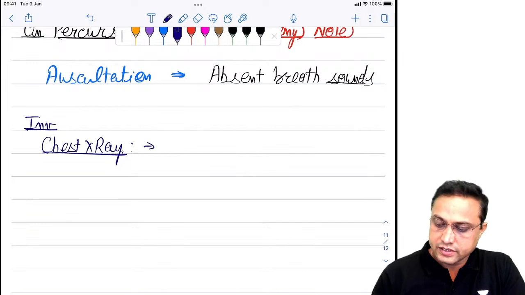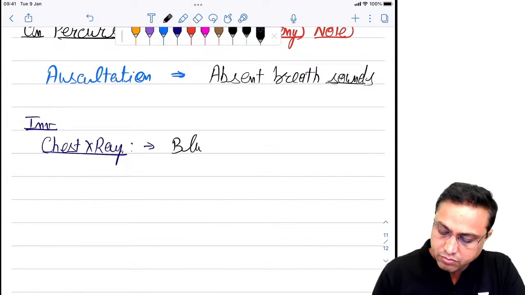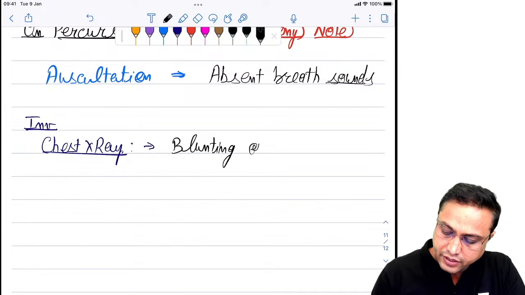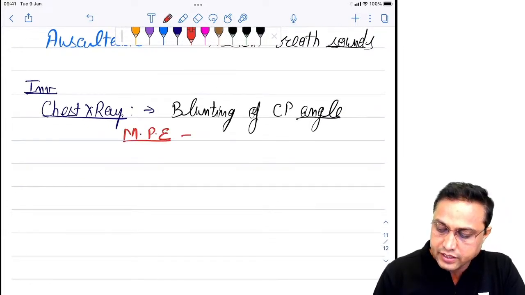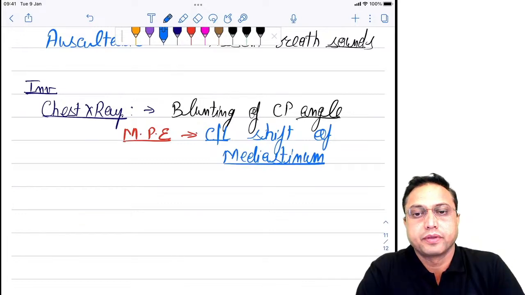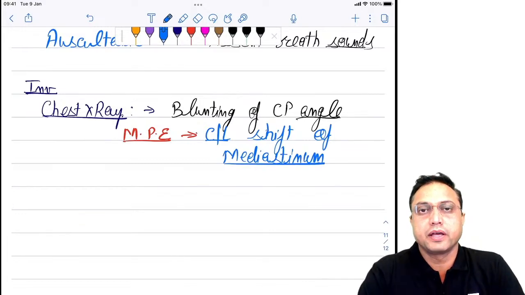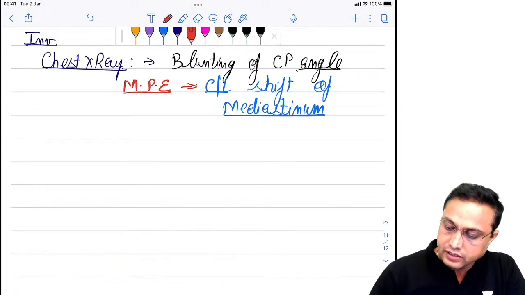The chest x-ray is going to tell us about blunting of the CP angles, blunting of the costophrenic angle, right? Or in massive pleural effusion, MPE, I'm writing it as massive pleural effusion, you can see the contralateral shift of the mediastinum, as I told you earlier. Got my point? So this is the important finding. It can be bilateral or unilateral. Another thing, let me show you the x-rays.